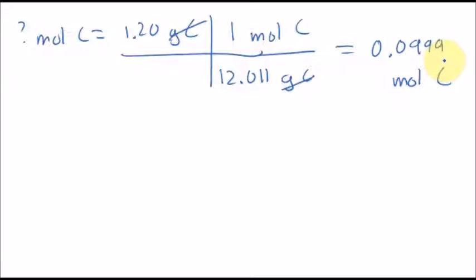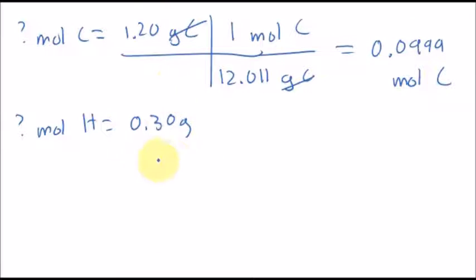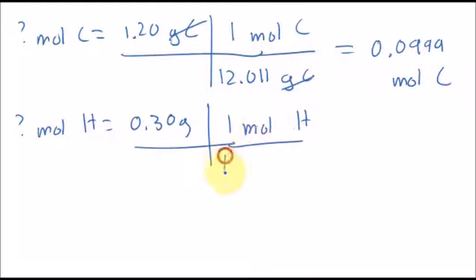Okay, and for hydrogen, we had 0.30 grams of hydrogen, right? And we want to convert that to moles of hydrogen. And 1 mole of hydrogen has a mass of 1.008 grams of hydrogen. Okay, and then, this is grams of hydrogen. So grams of hydrogen cancels out with grams of hydrogen, and we're left with moles of hydrogen.